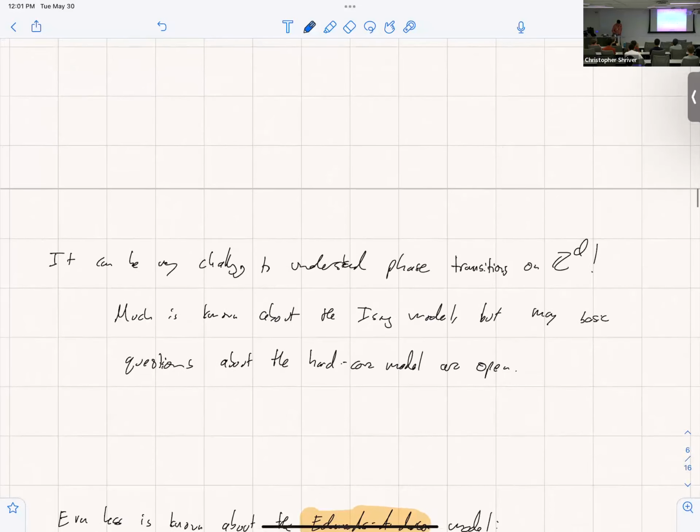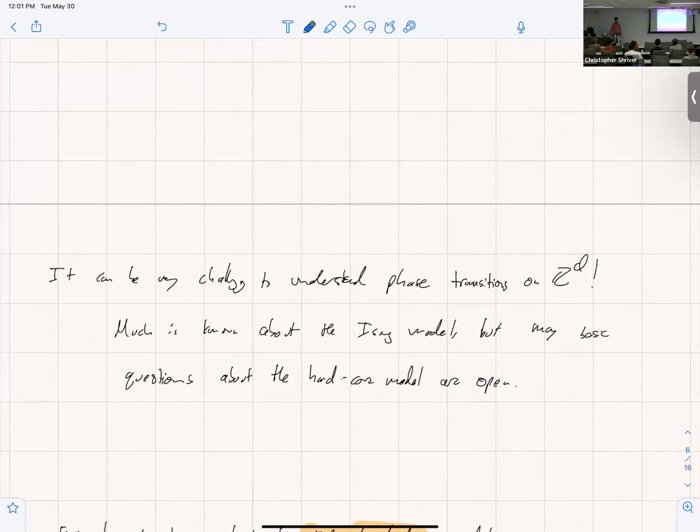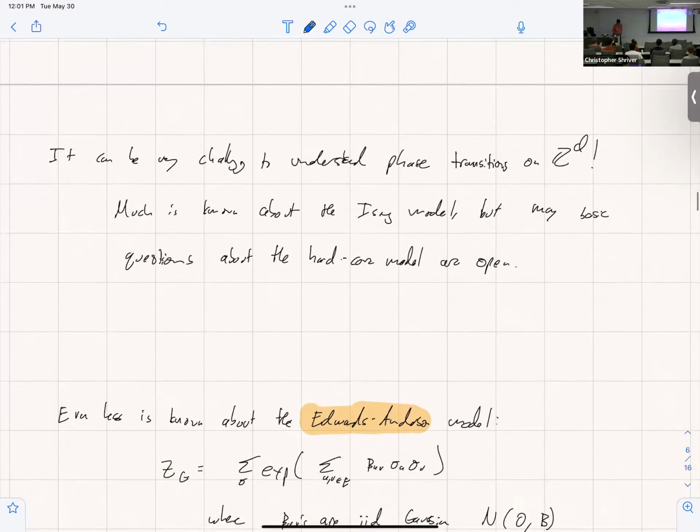So that's Z^d. Let me just say that it can be very challenging to understand phase transitions on Z^d. For the Ising model, we understand things very well, but even for hardcore, there are many open questions. For Z2 hardcore, we don't know where the critical transition is, and we don't even know there's just one. But for Ising, it's pretty well understood.